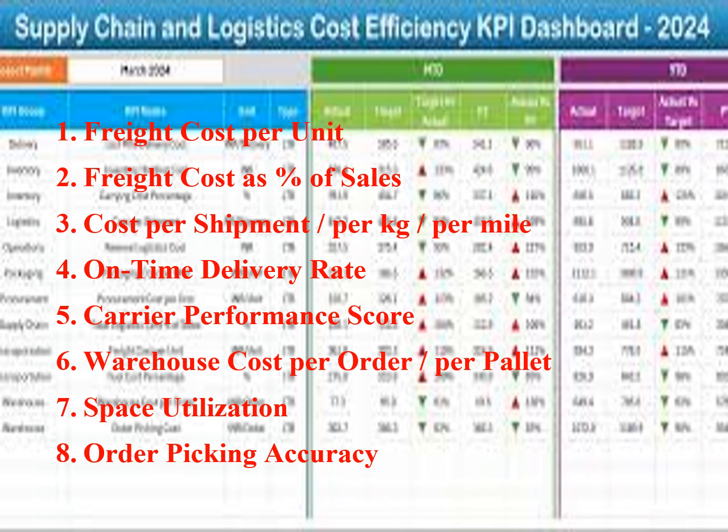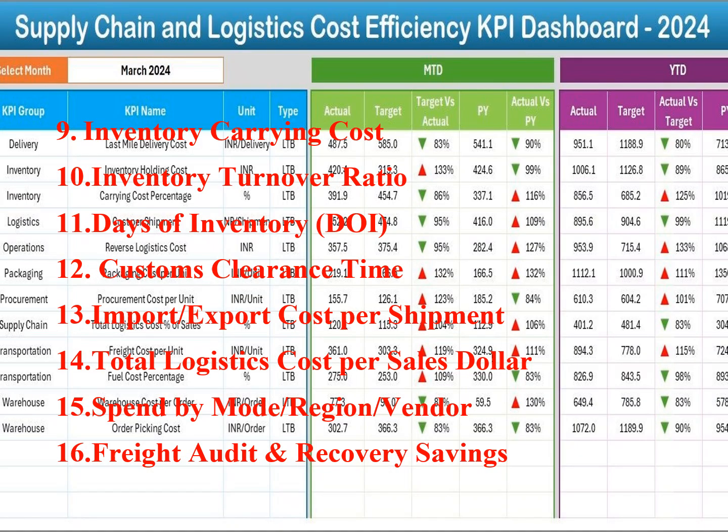warehouse cost per order or per pallet, and space utilization, order picking accuracy. Inventory carrying cost, inventory turnover ratio, then the days of inventory DOI, customs clearance time, import export cost per shipment, total logistics cost per sales order, and spend by mode, region, and vendor. And finally, the last one is the freight audit and recovery savings.